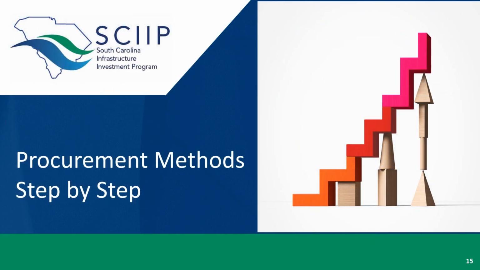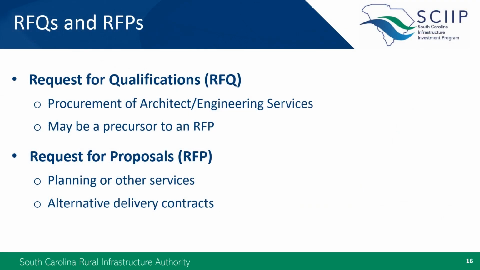Now let's get into a little more detail on the requirements of RFQs, RFPs, and sealed bidding. Remember that a request for qualifications is used for engineering services and may be used as a precursor to a request for proposals, which is used for other professional services such as planning studies, and is also used for alternative delivery methods such as construction manager at risk and design build.